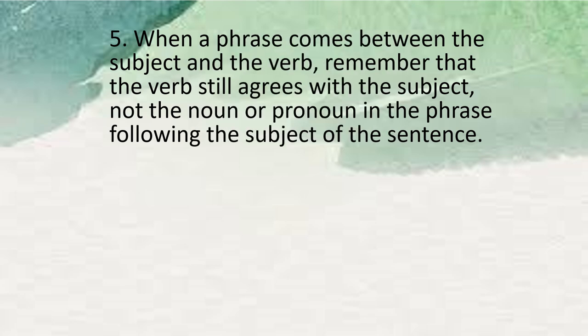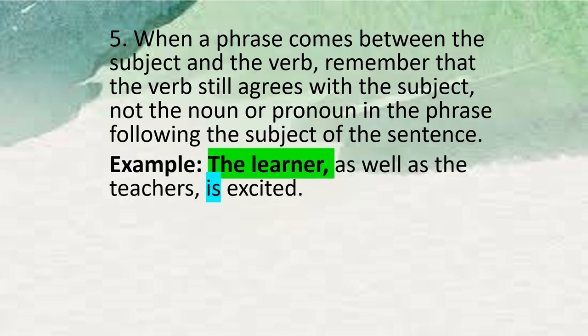Then we have rule number five. When the phrase comes between the subject and the verb, remember that the verb still agrees with the subject, not the noun or pronoun in the phrase following the subject of the sentence. Look at an example. The learner, as well as the teacher, is excited.